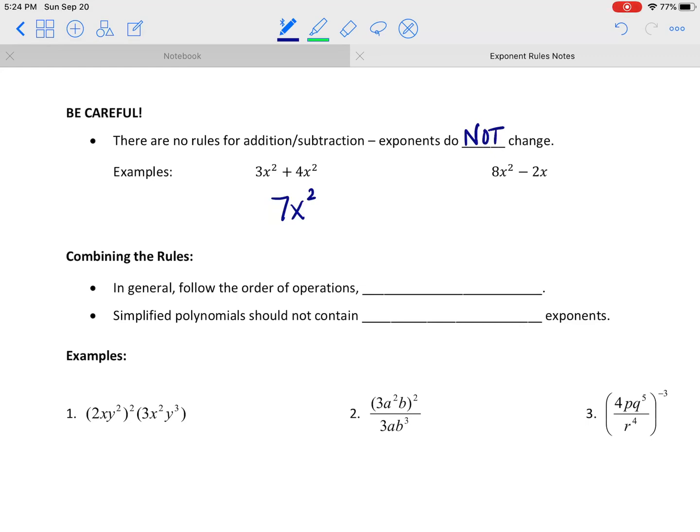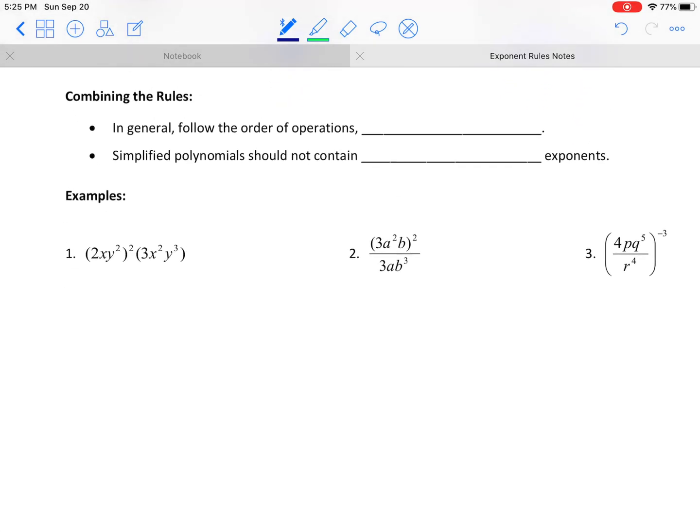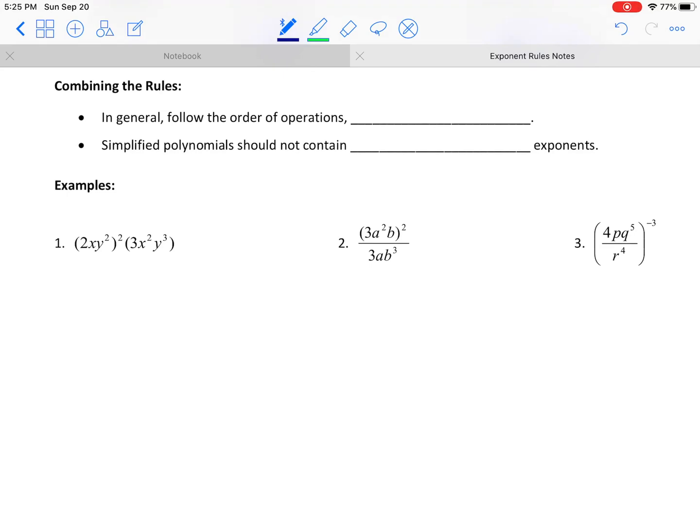And similarly with the next problem, the 8x squared minus the 2x, those aren't like terms. I can't do any subtraction there. I wouldn't change those exponents. This would just stay as is, 8x squared minus 2x. So adding and subtracting, we don't change exponents. We try to simplify by combining like terms. All right. So now, let's look at putting multiplication, division, the power rule, possibly some negatives and some zeros all into some problems to combine those rules.